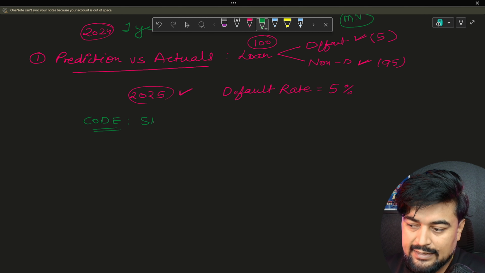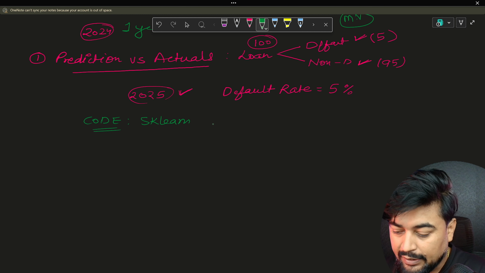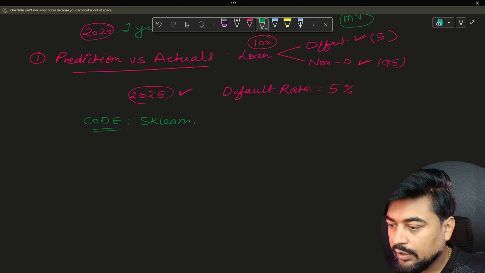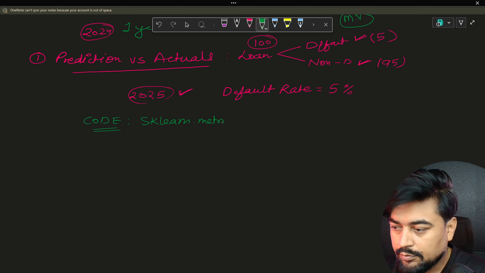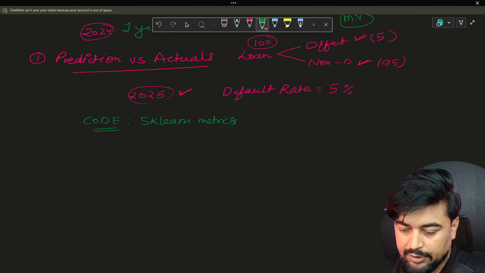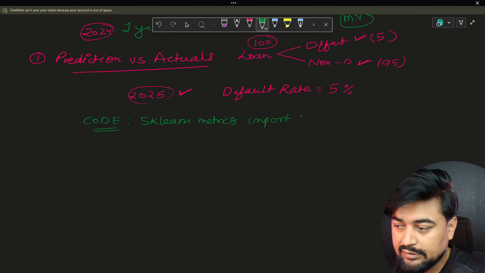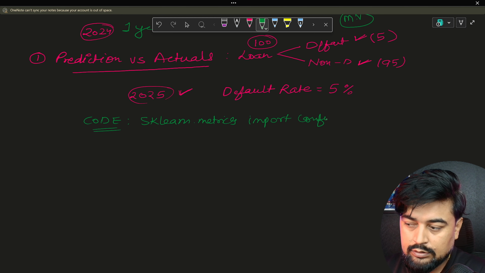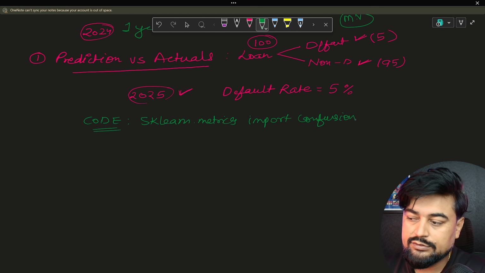What is the library you will use for prediction versus actuals? sklearn is a library in Python which we use here, the metrics package. From this we will import a very important metric, that is the confusion matrix.